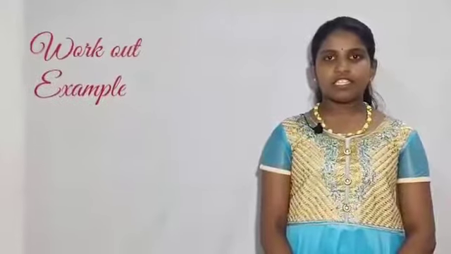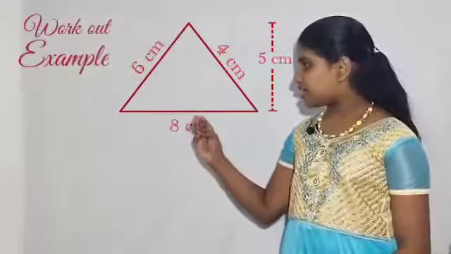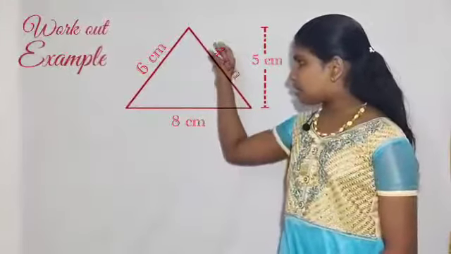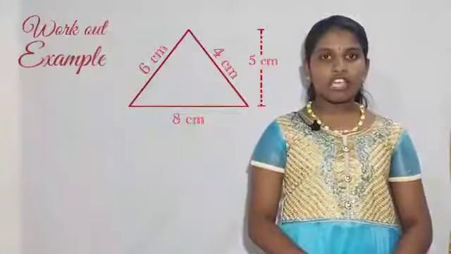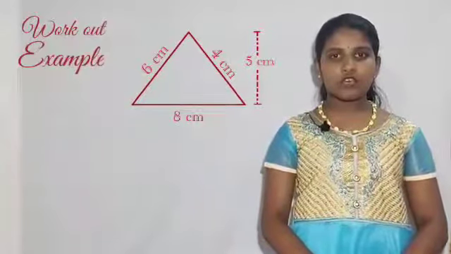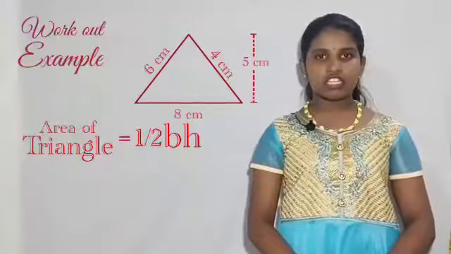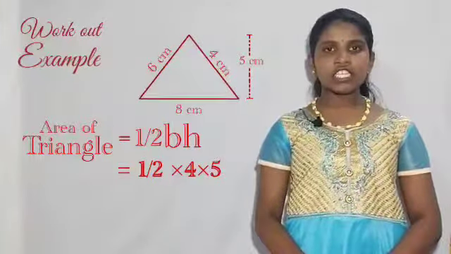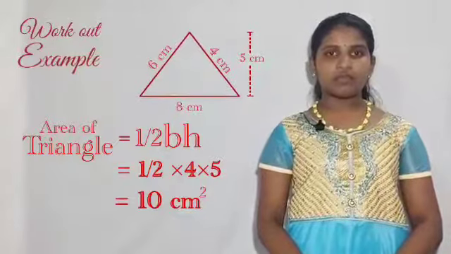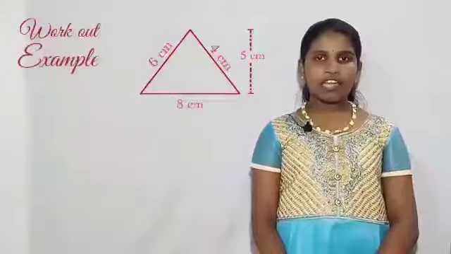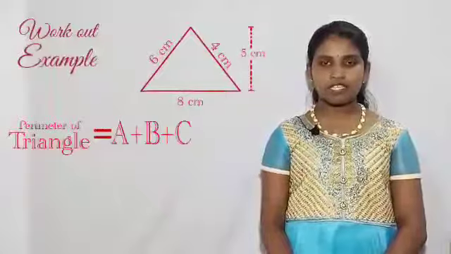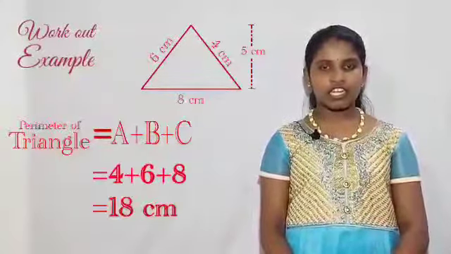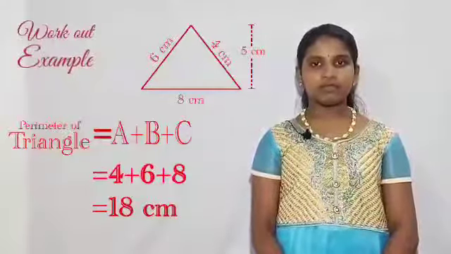Worked example. In this triangle, its sides are 8 cm, 6 cm, 4 cm and its height is 5 cm. Then we calculate its area by the equation half b h, which is half into 4 into 5. The answer is 10 cm square. Then perimeter, adding three sides a plus b plus c. That means 4 plus 6 plus 8. The answer is 18 cm.